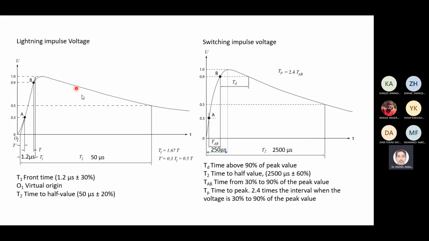They also have the switching impulse, which takes 250 microseconds to reach its peak, and 2500 microseconds, or 2.5 milliseconds, until it decays to 50% of its maximum value. The standard specifies this for manufacturers so that they will test their breakers at those standard specifications.